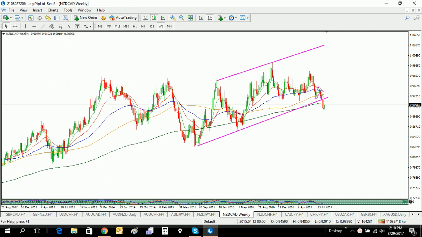I'm just looking at the New Zealand dollar CAD currency pair at the moment, and I'm looking at a possible short setup, or there is a short setup, and I'm looking for an entry on the short setup.